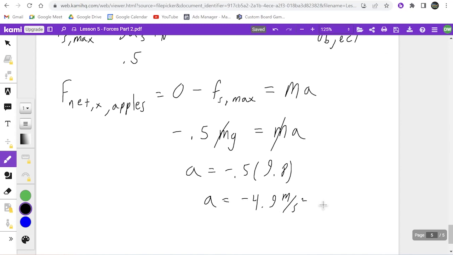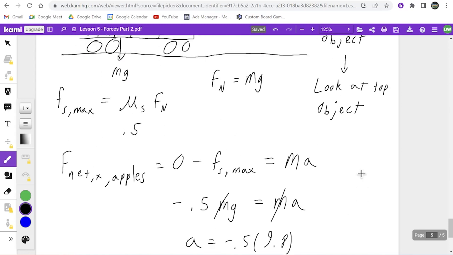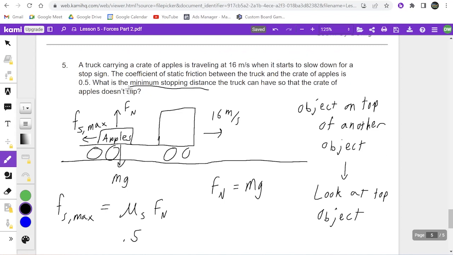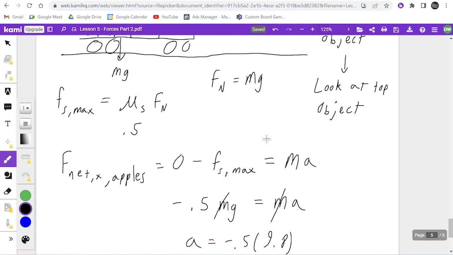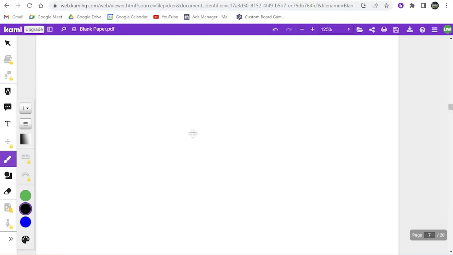Now notice, this is not the final answer. What is it then? Well, what are we solving for? We want to find a distance, right? A stopping distance. And I gave us a velocity. I hope you realize this is a kinematics problem when it comes down to it. So what do we do for kinematics? Well, I'm going to write down the variables I know and what I want to solve for. For instance, the initial speed is 16 meters per second.